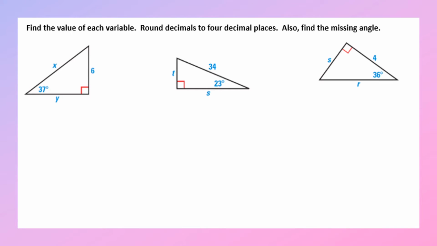Okay, so we are going to do the back page of that half sheet. If you don't have that front page done, make sure that you finish that before you do this. So we need to find the value of each variable, round decimals to 4 decimal places, and also find the missing angles. First off, I'm going to find the missing angle because that's the easiest to do. For the first one, if I have 90 degrees and 37, that means this is 53 because a triangle adds up to 180 degrees.